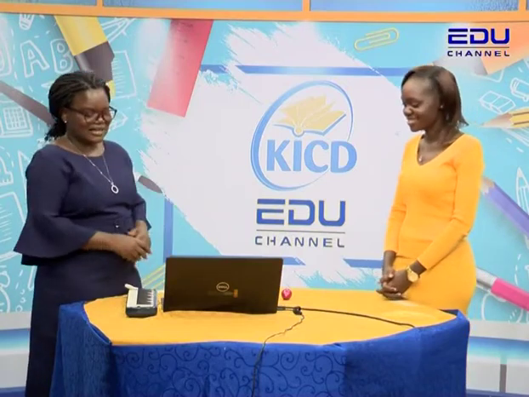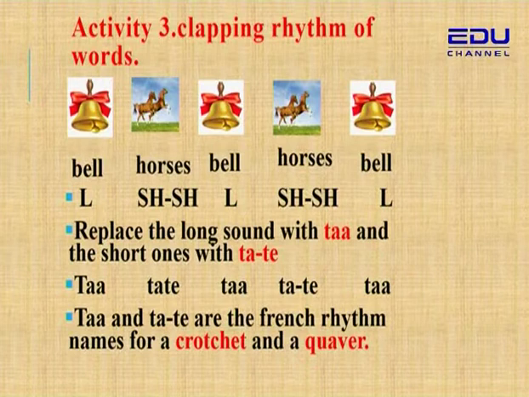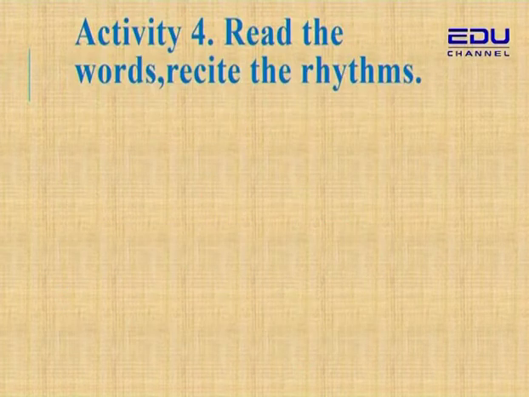Now ta and te are the French rhythm names. Ta for the crochet and te for the quaver. Which one is long? The long one is the crochet. And the short one? Quaver. Exactly.